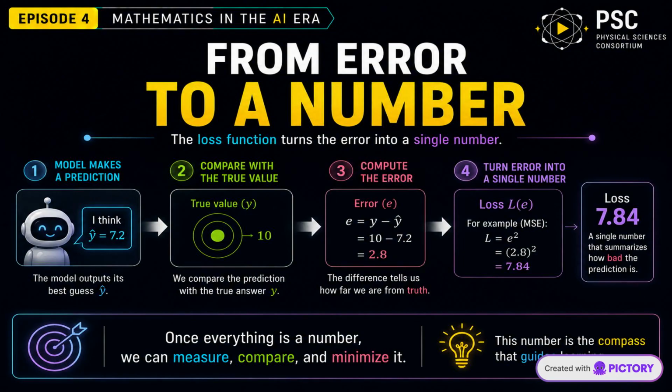Different problems require different measures of error. We might compare predicted and actual values, or evaluate the probability assigned to the correct answer. Whatever the method, the goal is the same: convert prediction quality into a number that the model can minimize.